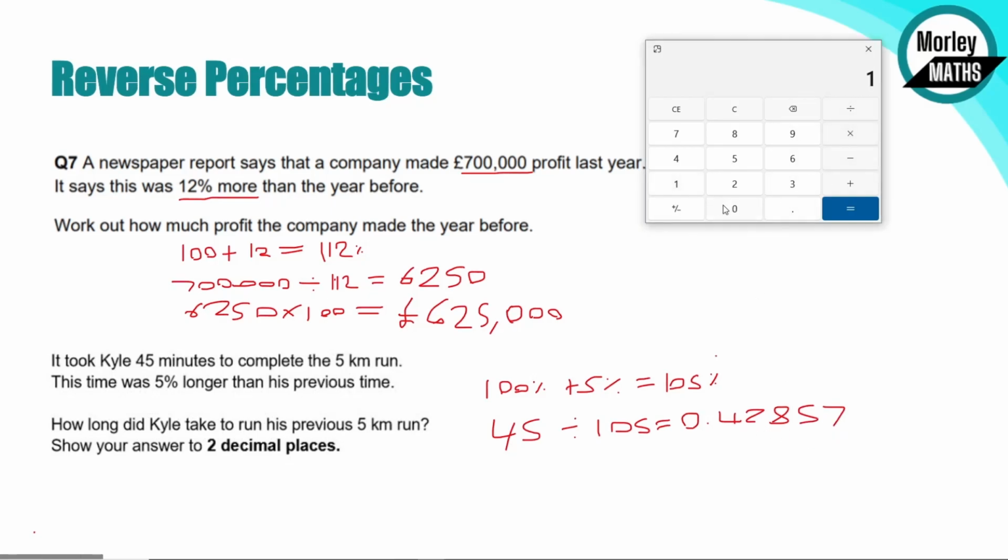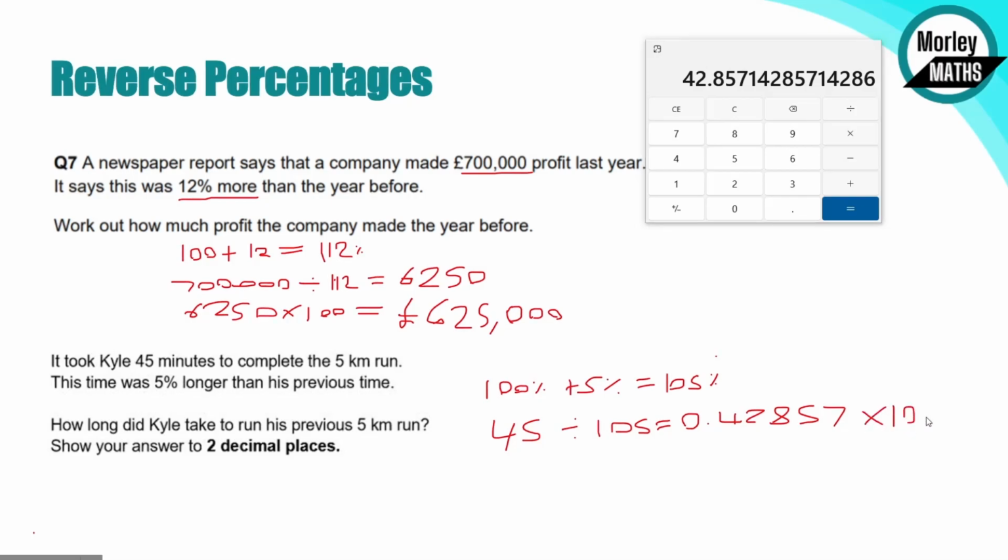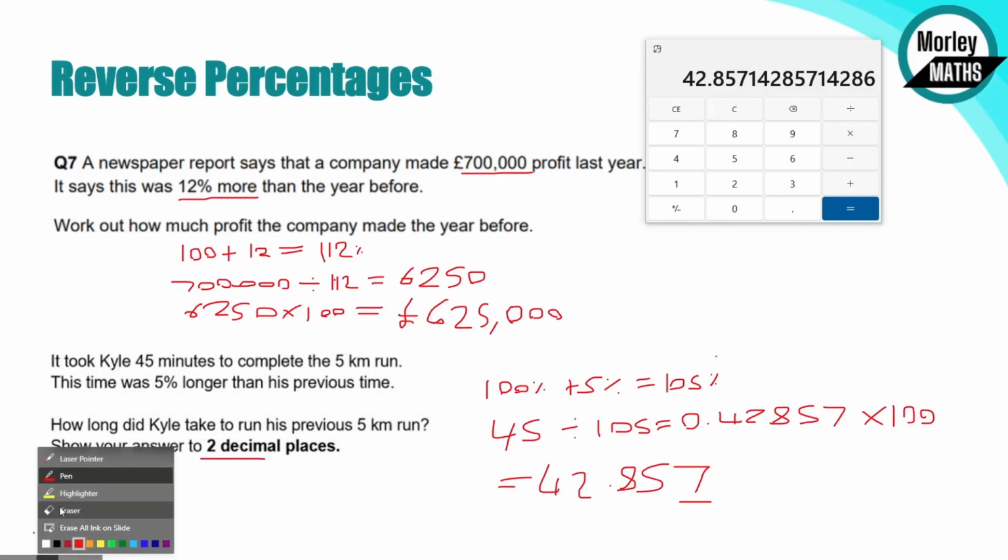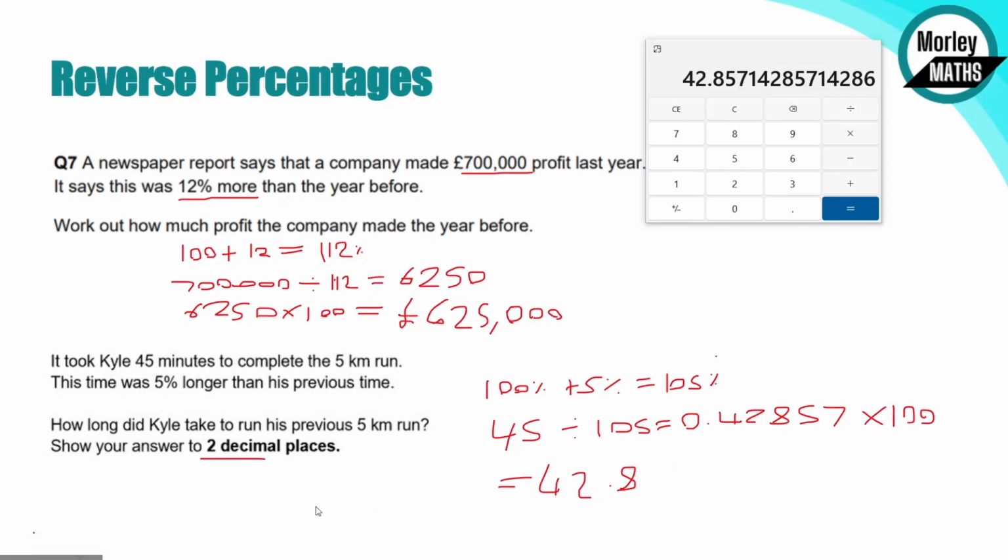And then we're going to times that by 100 to give us 42.857, which we're going to round to 2 decimal places. Now we need to be at 2 decimal places. So because of that third one being a 7, we're going to round the second one up. So that's going to turn the 5 into a 6. So the time we're looking at is 42.86.